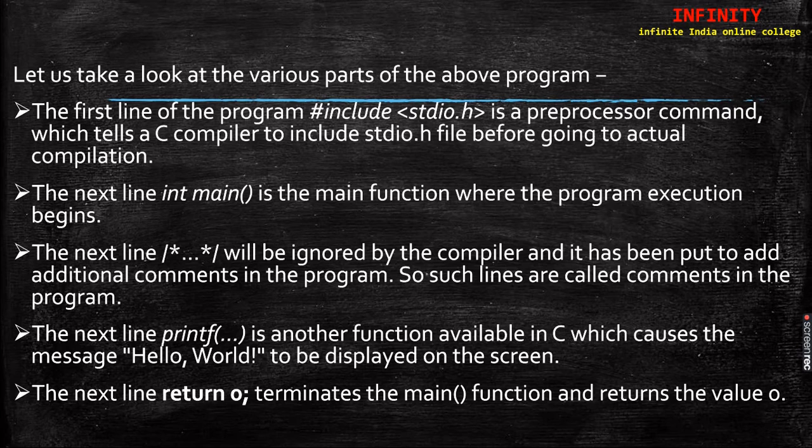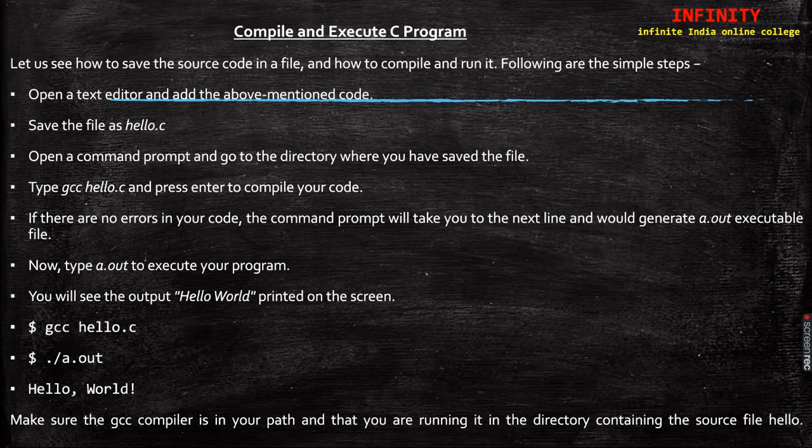The next line printf, and then after opening bracket and closing bracket, is another function in C which causes the message hello world to be displayed on the screen. The next line return 0 terminates the main function and returns the value 0. So compile and execute the program. So here I am going to tell you about how to compile and execute a C program.